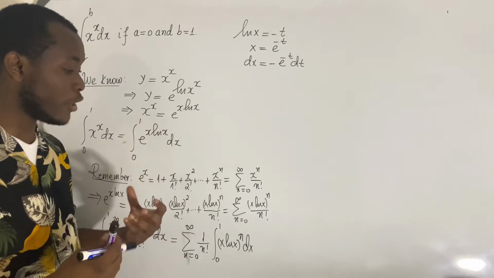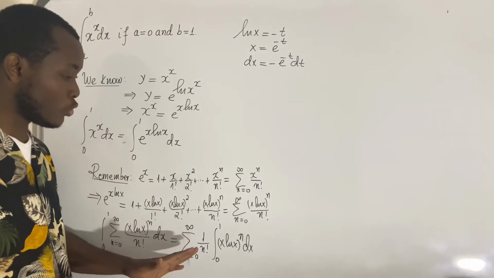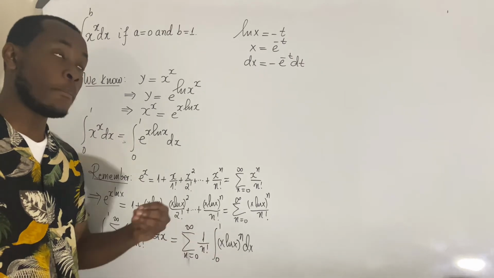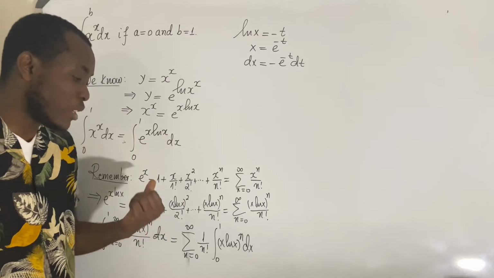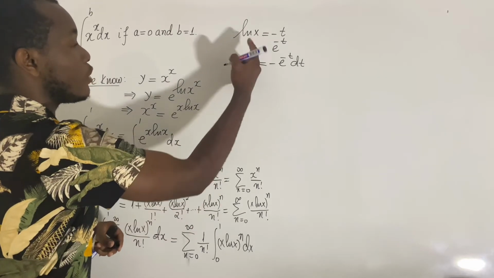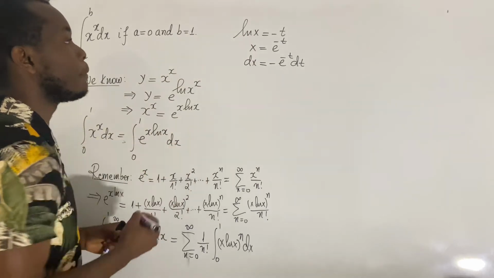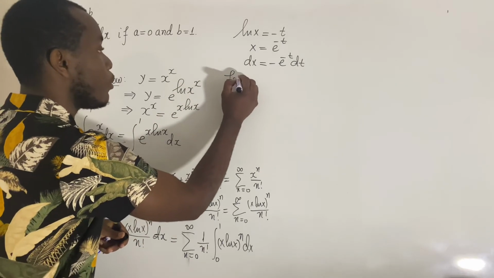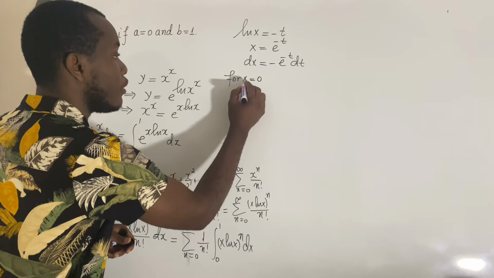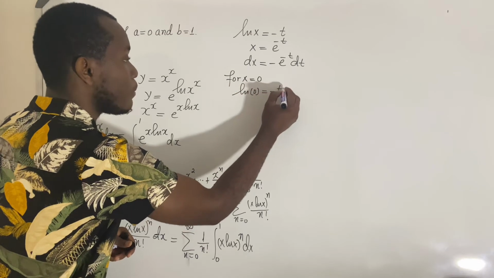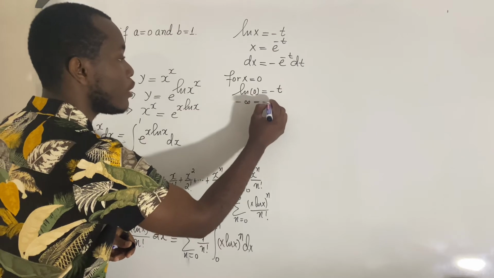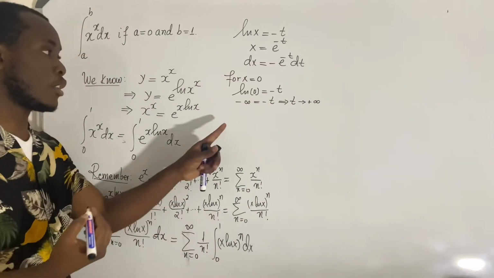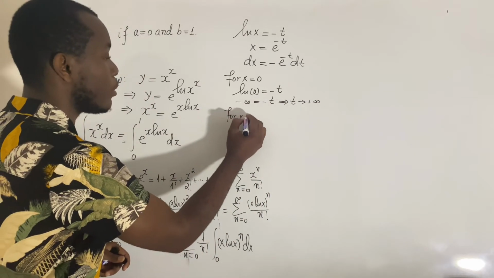So we have to find the value of t, because we are introducing a new variable. These limits of integration were for x, 0 and 1. But now since we're introducing t, we have to find the value of t when x is 0. When x is 0, we will have ln of 0, which is minus infinity. So for x equal to 0, ln of 0 equals minus t. And ln of 0 is negative infinity, equal to minus t, which implies that t will be plus infinity.